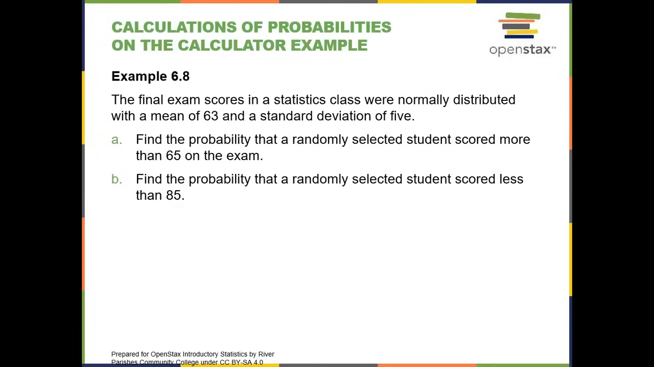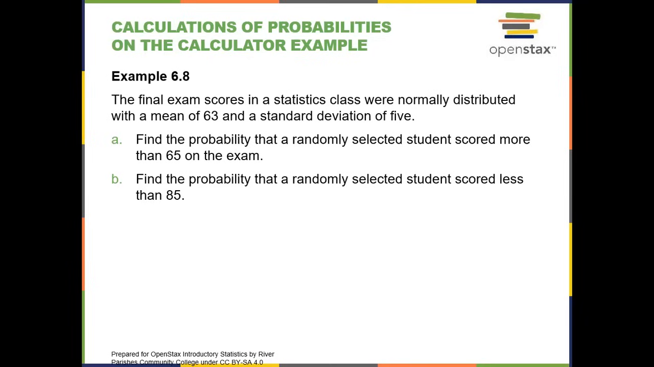We will do a problem. The final exam scores in a statistics class were normally distributed, with a mean of 63 and a standard deviation of 5. Find the probability that a student selected scored more than 65. So 63 is in the center, the standard deviation is 5, and you want the right of 65. The way the calculator works is you start from 65 as the lower boundary and you are on the right of 65.